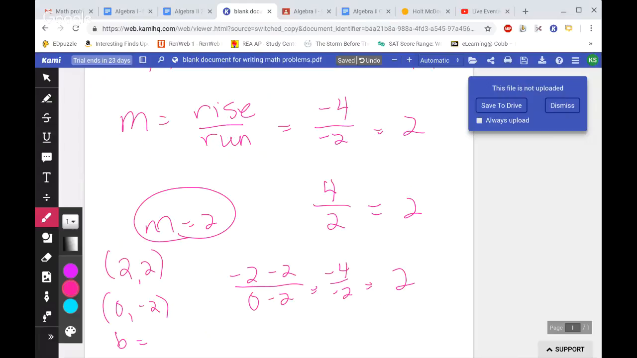Anybody know what my y-intercept is? -2. Good job. -2. Thank you, Annabella. So now I've got my information to plug into my equation, 2x minus 2. So that's my final answer for number 23.